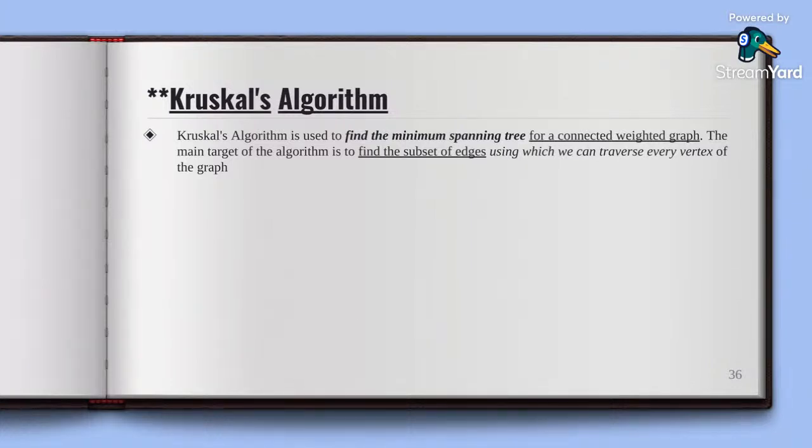Kruskal's algorithm is used to find the minimum spanning tree for a connected weighted graph. The main target of the algorithm is to find the subset of the edges using which we can traverse every vertex of the graph. So minimum spanning tree for connected weighted graph.